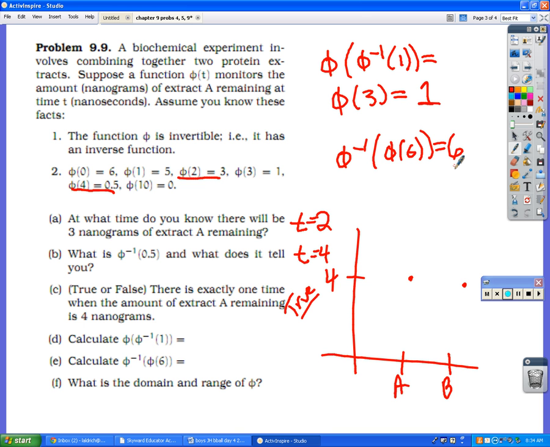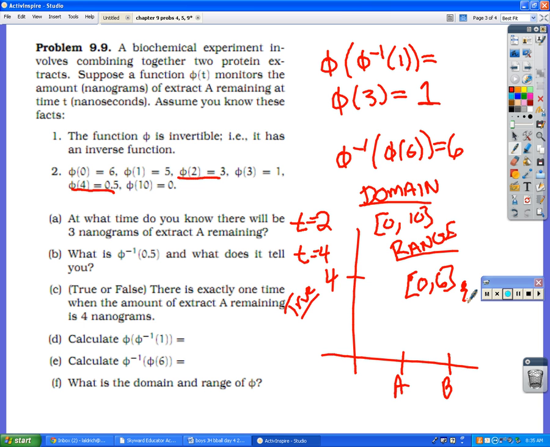And finally, what is the domain and range of phi? What's the domain, the x values? What's our lowest x value? We're talking about time. So the lowest one, it goes from 0 to what? 10. Right. And what is the range? What is the lowest output that you get? 0 to 6, because now I'm looking at the y's. Okay?